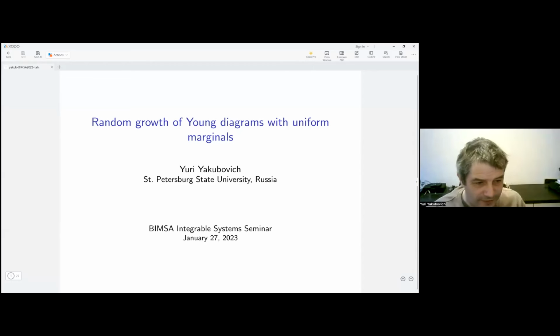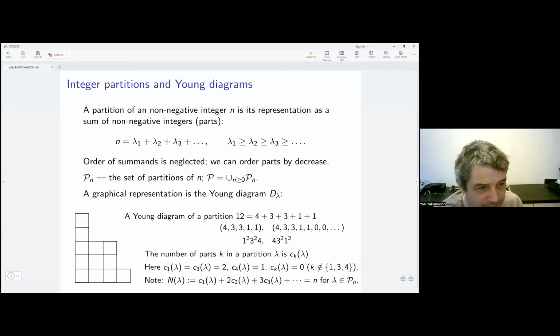So thank you for the invitation. And I will talk about growing Young diagrams. I will explain what it is for those who do not know. It deals with integer partitions. We call a sequence of non-negative integers which sum up to n a partition of n, and we do not take care about order.